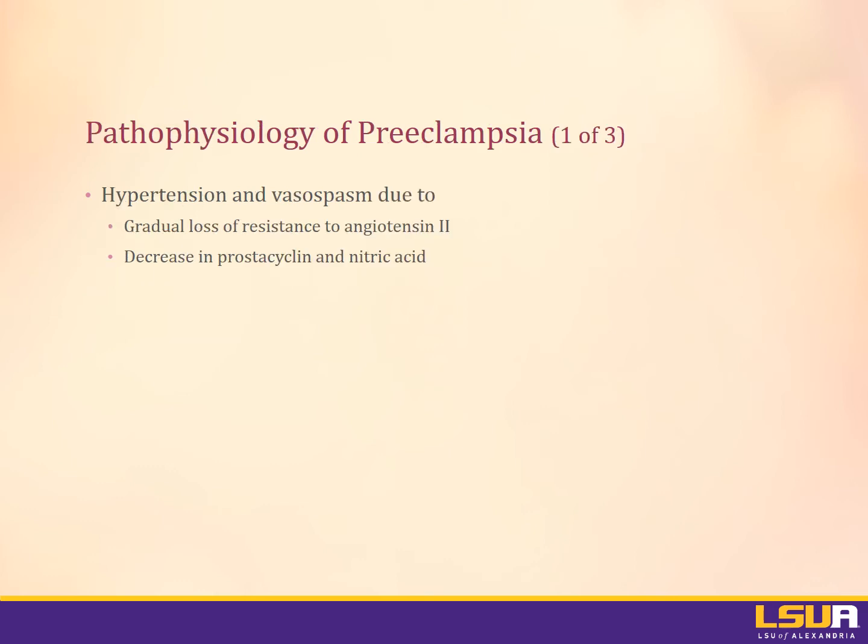So, preeclampsia. She's having hypertension and vasospasms because of the gradual loss of resistance to angiotensin 2. If you don't understand all that, go back and review your patho. And a decrease in prostacyclin and nitric oxide. That's the pathophysiology of exactly what's going on.